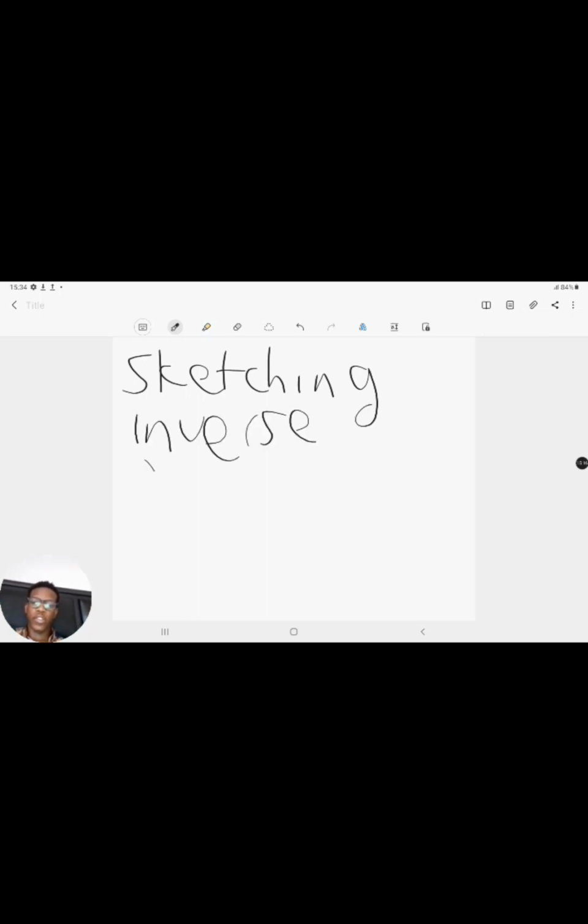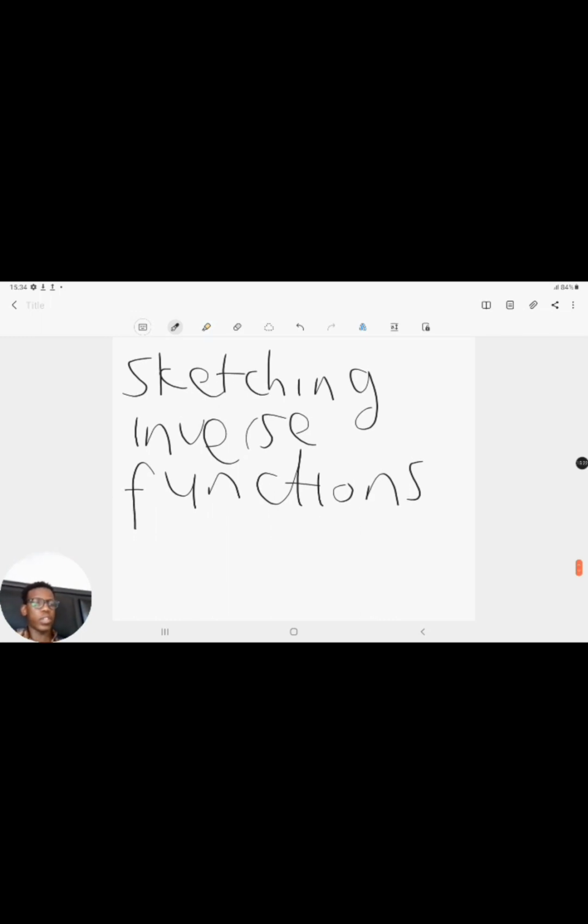Now, all of this was finding the inverse of a function given the equation. What if they ask you to find and sketch the inverse of that function? Sketching inverse functions is what we are going to do next. How do you do that? Well, let's start with the straight line.